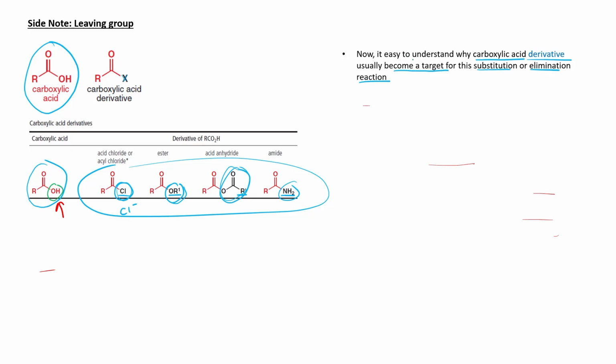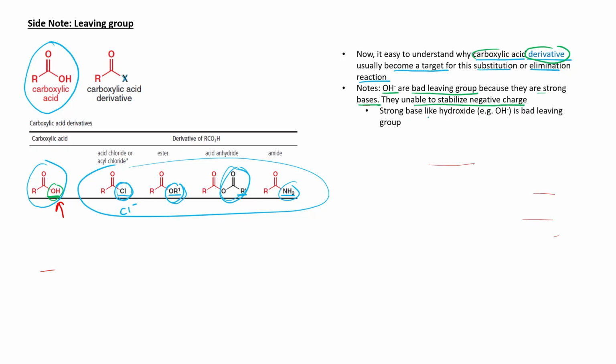Because remember, it's easy to understand why the carboxylic acid derivative, not the carboxylic acid, but the carboxylic derivative. If you have OH here, it is difficult to leave the group. OH is a bad leaving group, meaning that it cannot leave. It cannot leave because it is a strong base, unable to stabilize negative charge. What does that mean? A strong base like hydroxide, OH, is a bad leaving group.